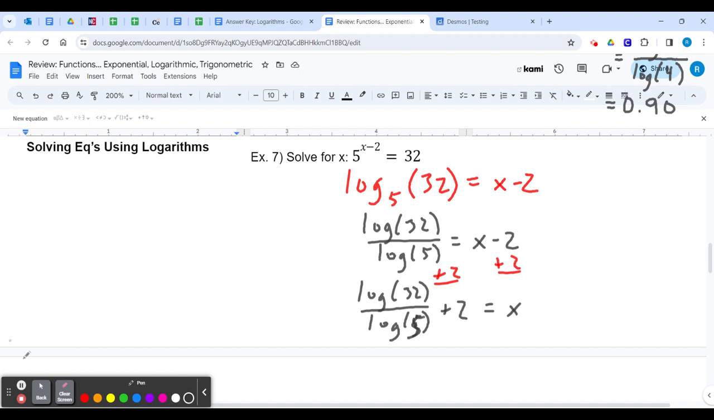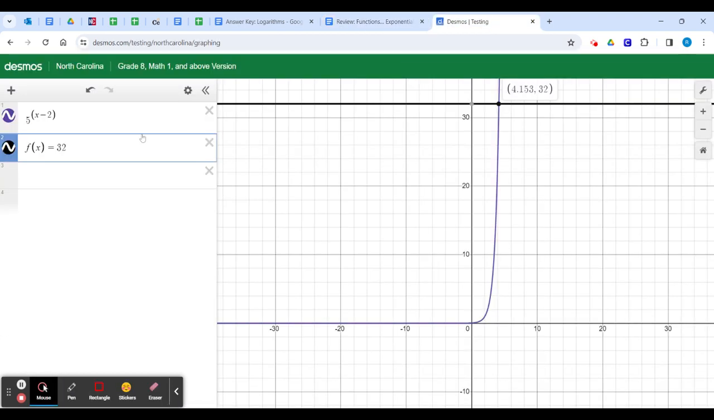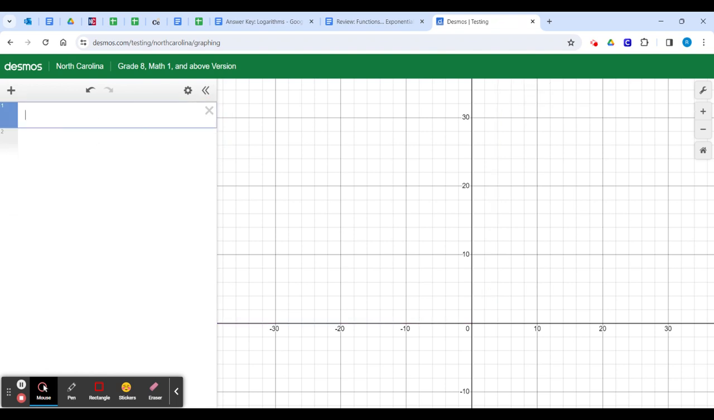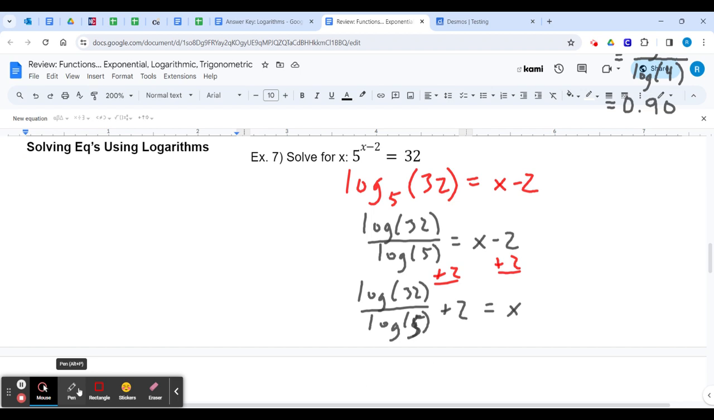Then we can actually go through and evaluate that. I'm going to plug that in Desmos. So we get log 32 divided by log 5, and we are adding 2 to that. It looks like we get 4.15, which is exactly what we got in our graph as well. So that is what x is equal to, 4.15.